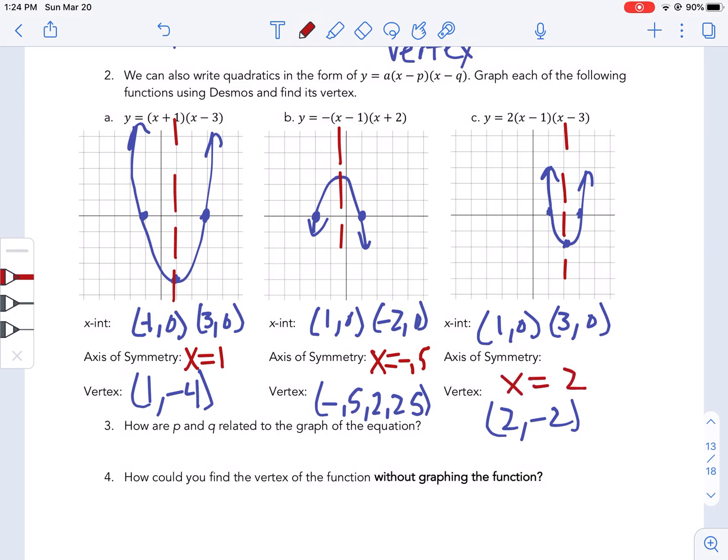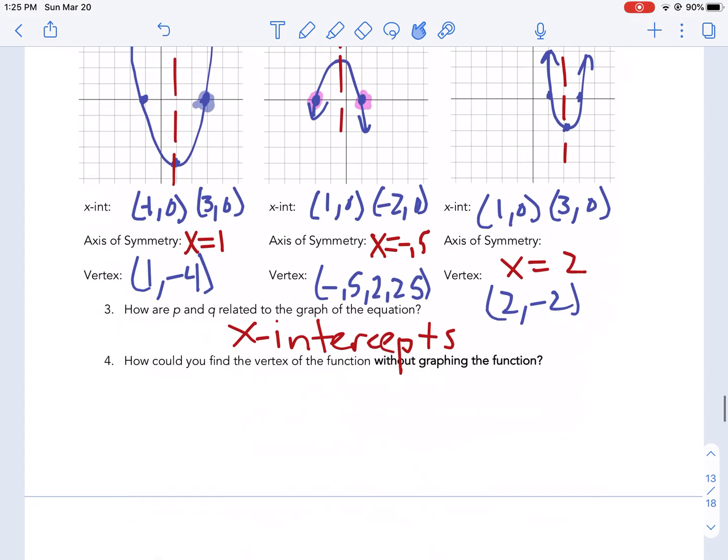So this first question, how are they related to the graph? So if we look back up here, here's our p and here's our q. Well, I notice it's where they cross, but it's the opposite. So if it was plus 1, it crossed at -1. And this one right here, -3, positive 3. If we look at the second one, we had -1, positive 2, -2. So they are our x-intercepts. And how could you find that vertex? Well, one thing I notice is that the vertex is in the middle.